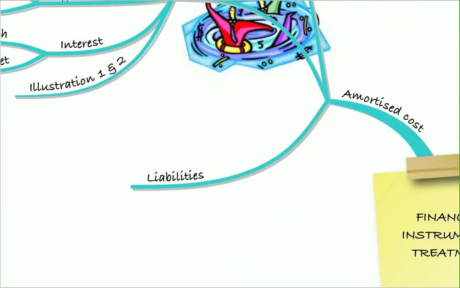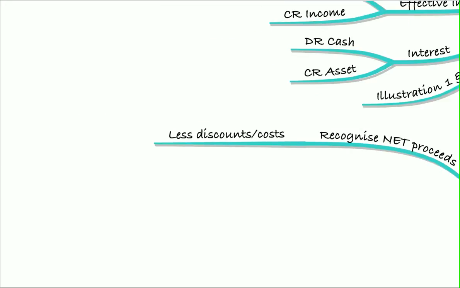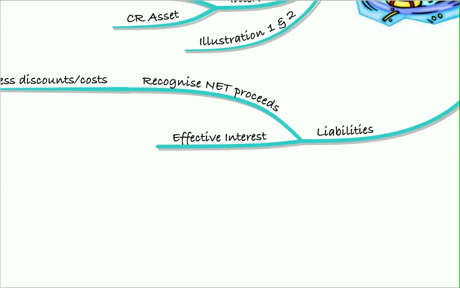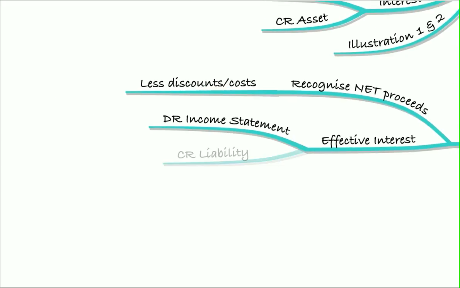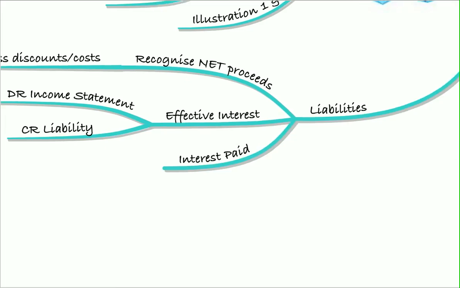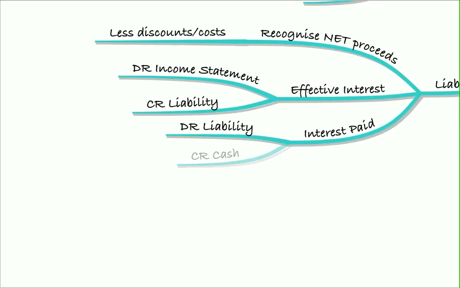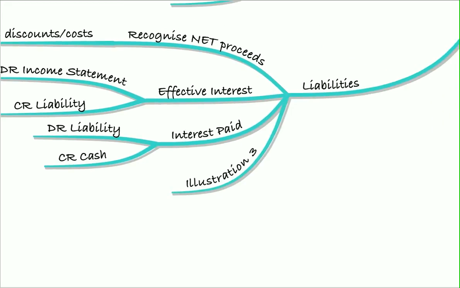For liabilities, we use the same table. We recognise the net proceeds, i.e. we take out discounts or costs, those sorts of things. Again, we open our opening balance, then we deal with the effective interest. It will be debited to the income statement this time as a finance cost and credited to the liability to increase it. So the effective interest increases the opening balance on the liability. The interest will be paid by us this time. We debit the liability and credit cash paid with the amount that we paid. And we looked at illustration 3 to make sure that we could do this.